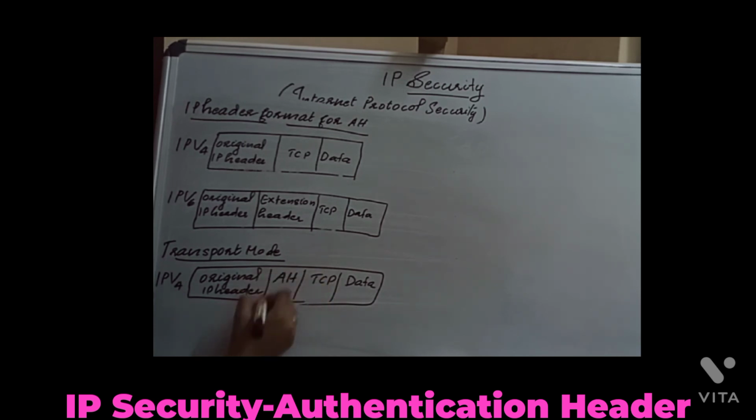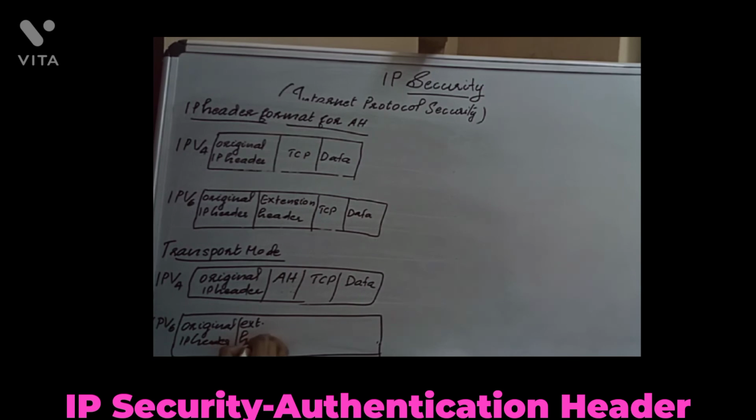Okay, case of IP version 6: original IP header, extension header, then AH, TCP, data. This is how AH is implemented in transport mode.